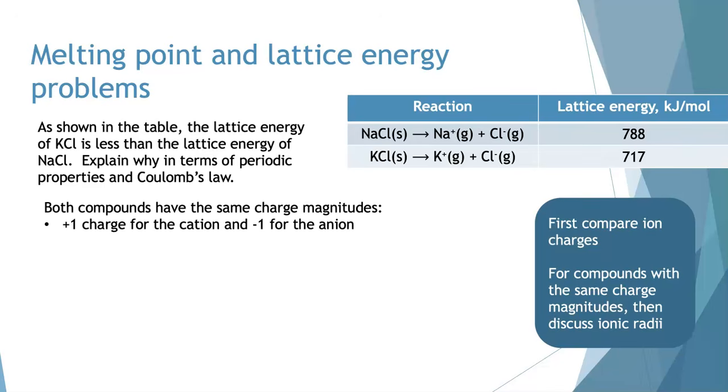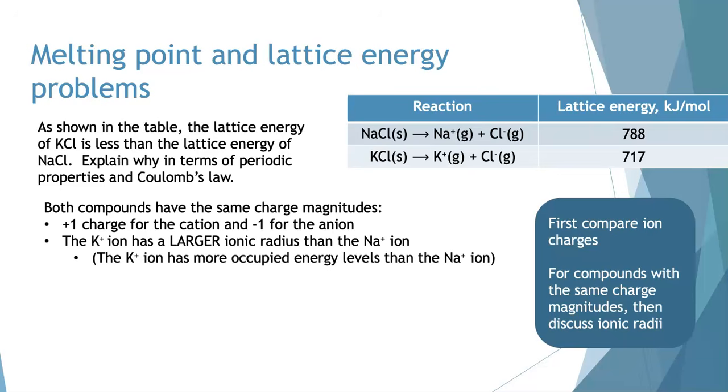What I want to point out here is that both compounds have the same charge magnitudes. They both have a +1 cation and a -1 anion. So the charge magnitude is not the issue here. That's not what's causing this difference in lattice energy. It must be due to interparticle distance. The potassium ion has a larger ionic radius than the sodium ion. Why? Because the potassium ion has more occupied energy levels than the sodium ion. The key here is really that the potassium ion has got the larger radius.